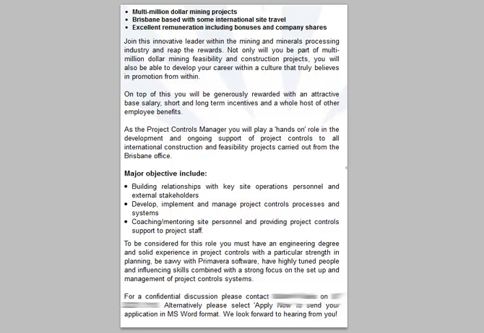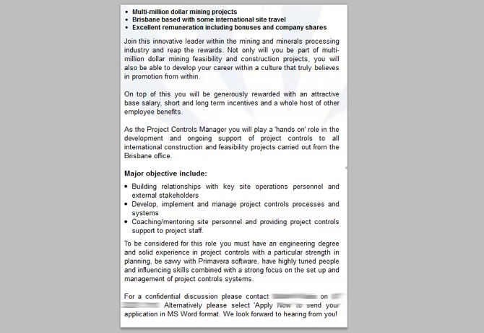As a project controls manager, you will play a hands-on role in the development and ongoing support of project controls to all international construction and feasibility projects carried out from the Brisbane office. The major objectives include building relationships with key site operations personnel and external stakeholders, develop, implement and manage project controls processes and systems, coaching, mentoring site personnel, and providing project controls support to project staff. To be considered for this role, you must have an engineering degree and solid experience in project controls, with a particular strength in planning. Be savvy with Primavera software, have highly tuned people and influencing skills, combined with a strong focus on the setup and management of project control systems.